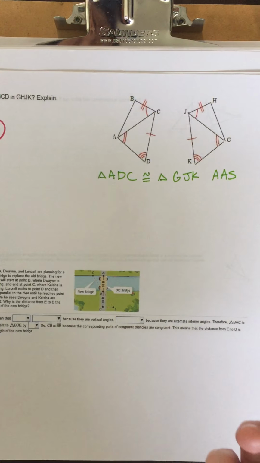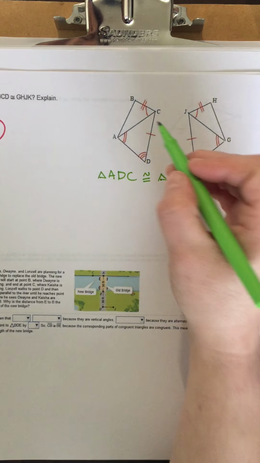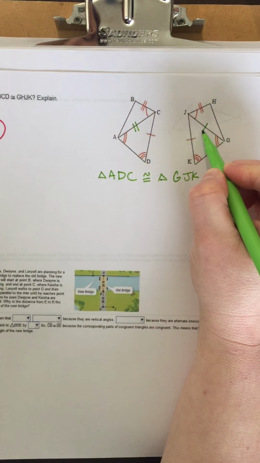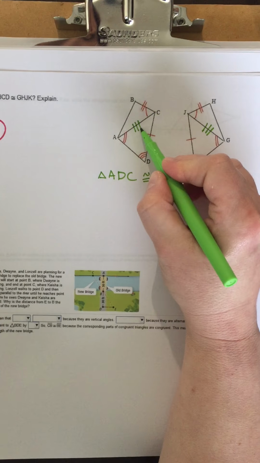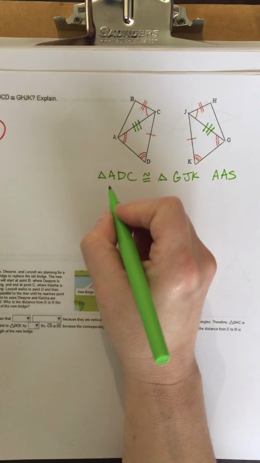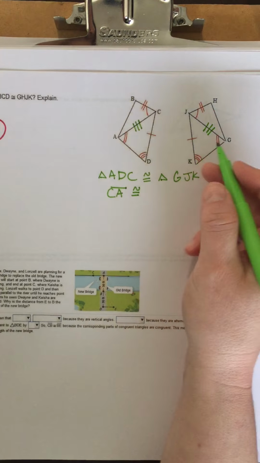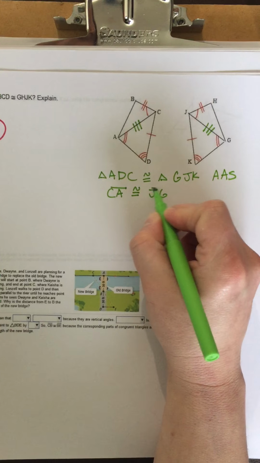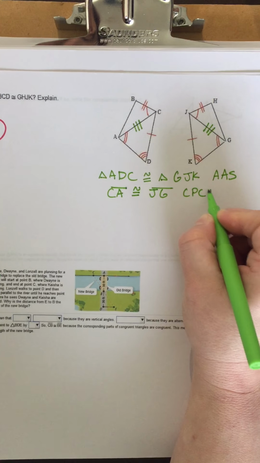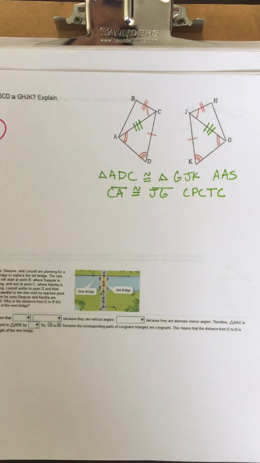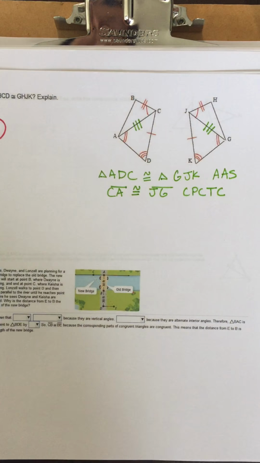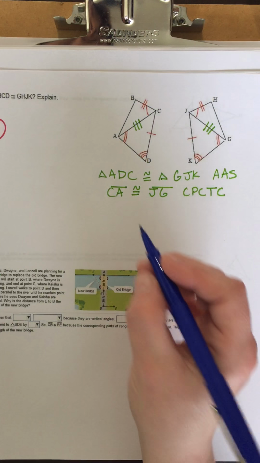All right, well, if those triangles are congruent, then this has to be congruent to this. Oh, I already see 2 slashes, so I'm going to change that to 3. So now I know that CA is going to be congruent to JG, and that's with your CPCTC. So let's look at these two triangles. They have to also be congruent now.